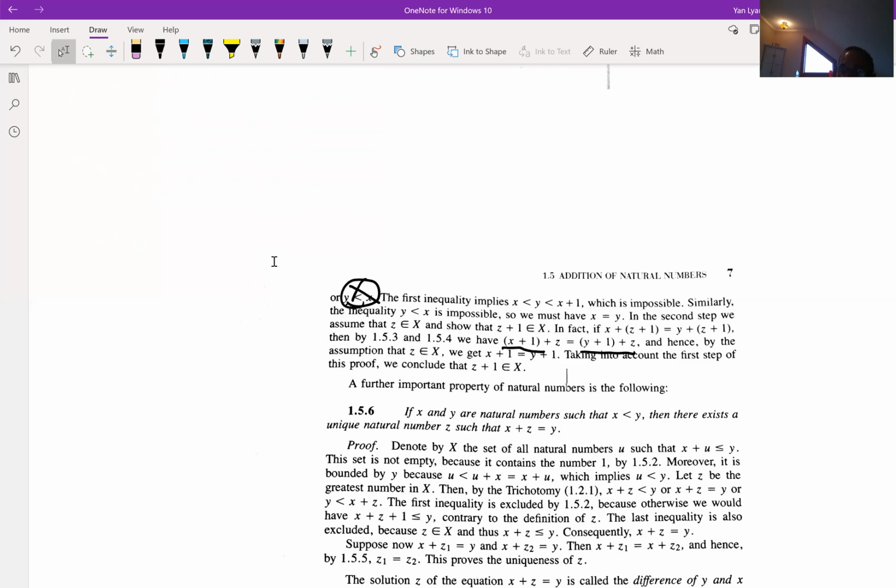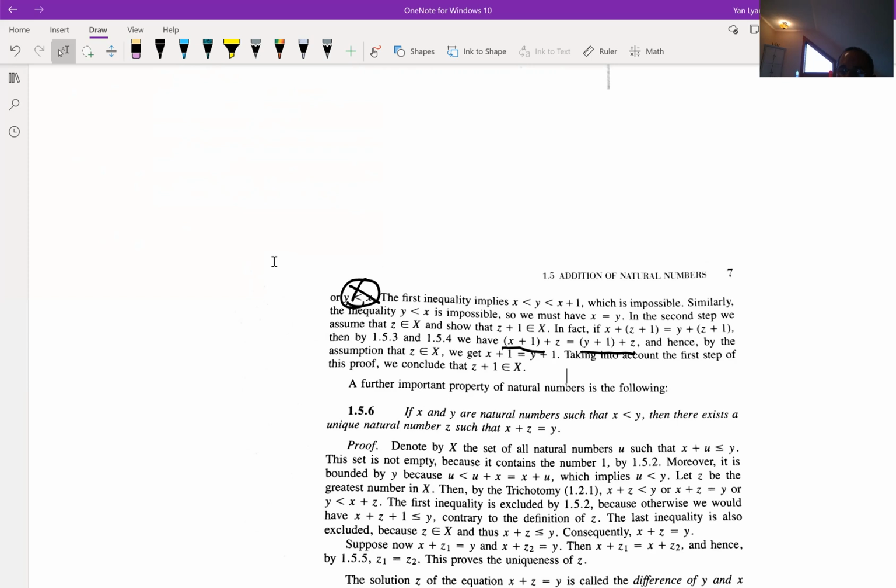Beautiful. And so it then says, taking into account the first step of this proof, which was that we proved that y is equal to x, you can now conclude that z plus 1 is an x.